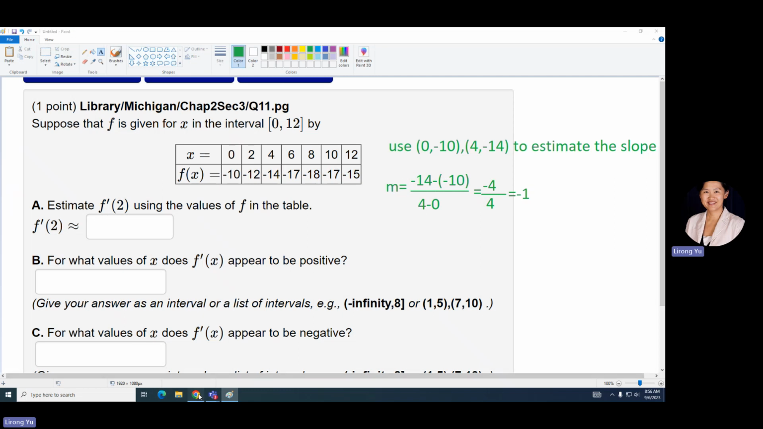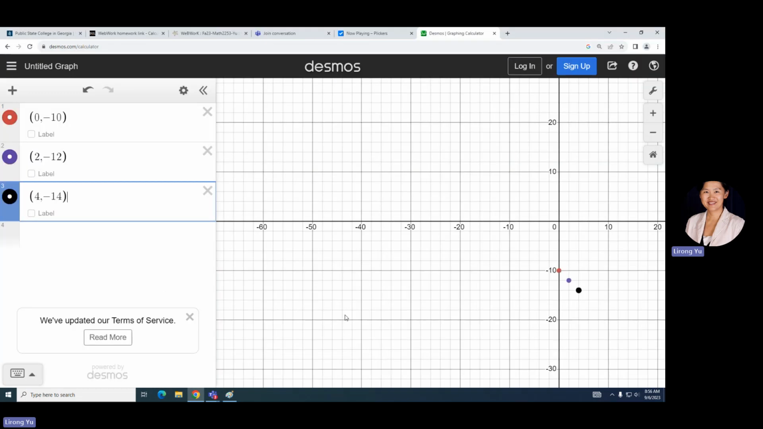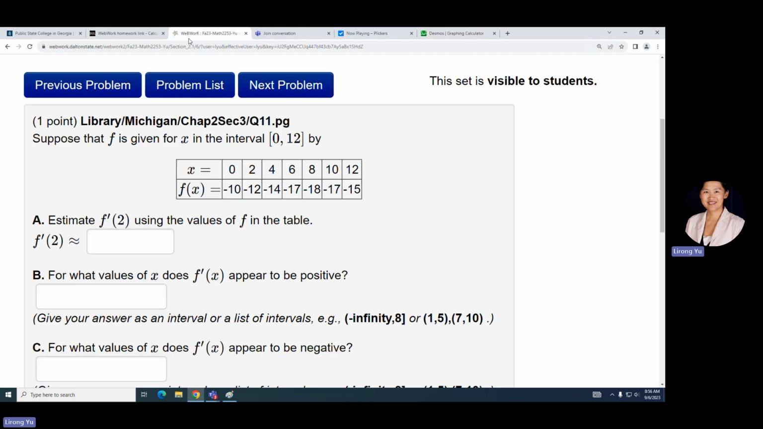And I think you can also see it by the graphing. That looks like negative 1, right? We go 1 down, 1 up, 1 down, 1 up. It looks like the slope is going down, but one unit at a time. So it will be negative 1, and that kind of confirms our estimation. First one, right. Now B, for what value of x the derivative seems to be positive.